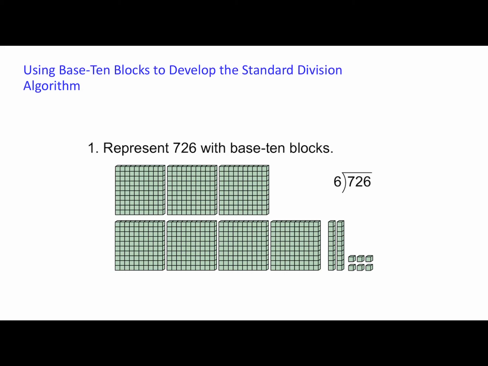Let's look at some algorithms for modeling division with some bigger numbers. So the first example we want to look at is using the base 10 blocks. I want to divide 726 divided by 6. My first step is to take my dividend and represent it with the base 10 blocks. On your screen you can see 726 with the base 10 blocks. So I have 7 hundreds, 2 tens, and 6 ones. Now I want to divide it by 6.